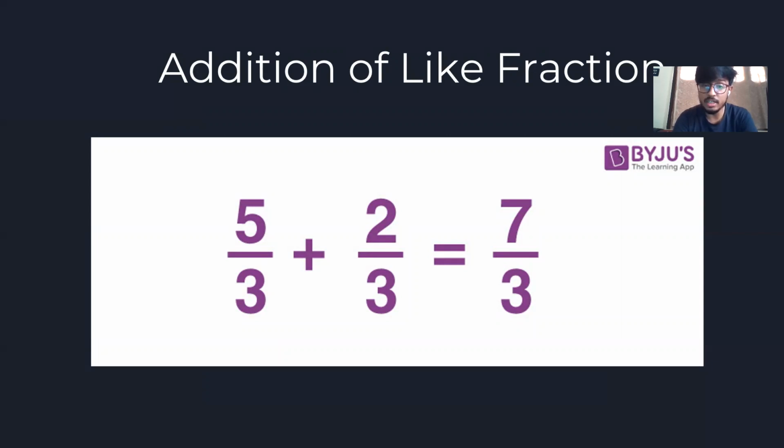Since the denominators are the same, on the resultant side we just have to put 3 as the denominator, because these are like fractions. In the case of like fractions, while performing addition, we keep the same denominator. Then we add the two numerators, 5 and 2, which is 7. So the resultant fraction is 7 by 3. This is how we can add two like fractions.